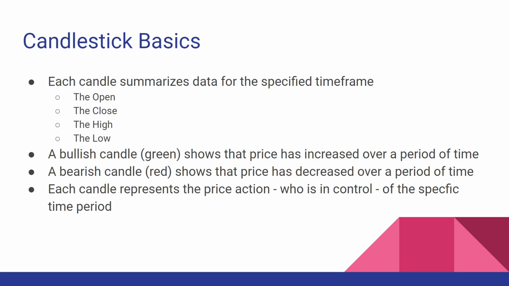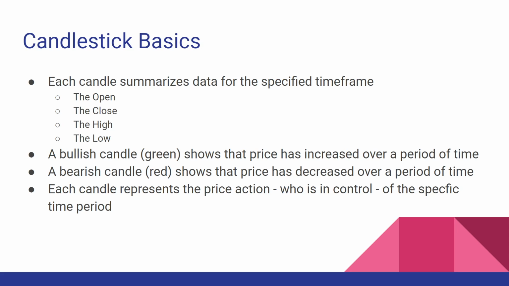Each candle summarizes data for the specified time frame that you are on. So if you are on a 5-minute time frame, each candle depicts the data for 5 minutes worth of time. If you're on a daily time frame, each candle depicts data for a day's worth of time. So each candle will show you where the stock opened, where the stock closed, the highest price that the stock reached, and the lowest price that the stock reached for that given period of time.